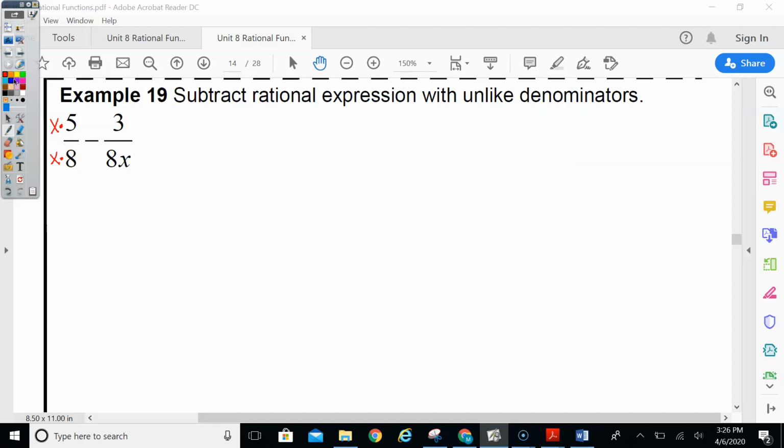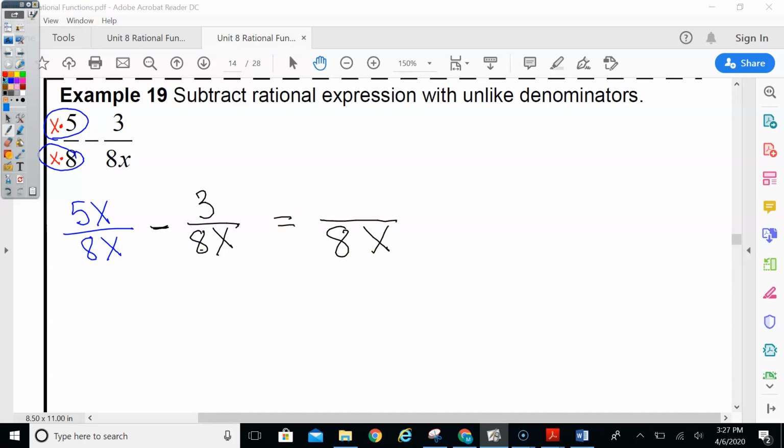So for the first fraction, I'm going to get x times 5 is 5x over x times 8 is 8x, minus, well, this one already has an 8x, so that one's just going to stay 3 over 8x. And then I combine my like terms. So here, the denominator is going to stay the same. If I look at the numerators, I have a 5x here minus a 3 here. And I want to combine my like terms.